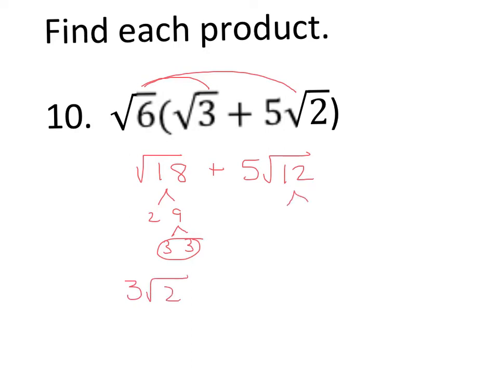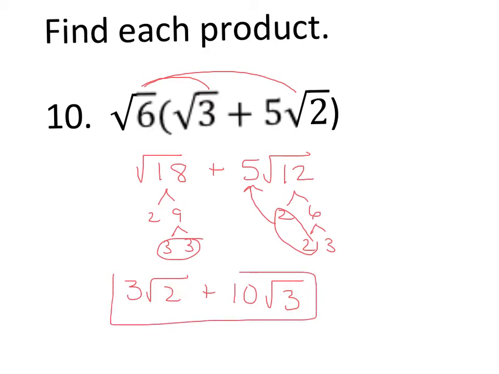And 12 we're going to take to 2 and 6, 2 and 3. So 2's pair up and move out. Now when I move it out, you've got to multiply, so you're going to have plus 10 root 3. Now, I cannot add these together. Root 2 and root 3 cannot go together, so this right here is going to be my final answer.